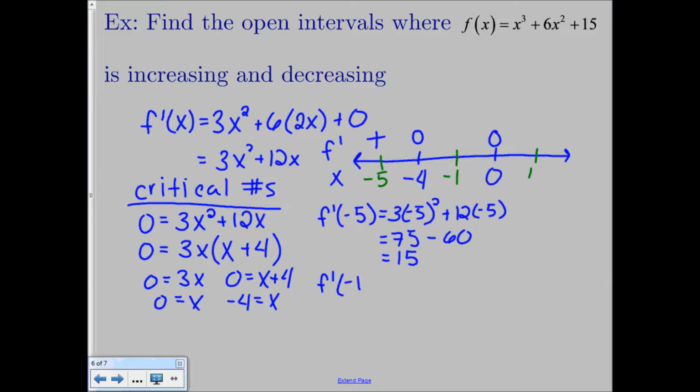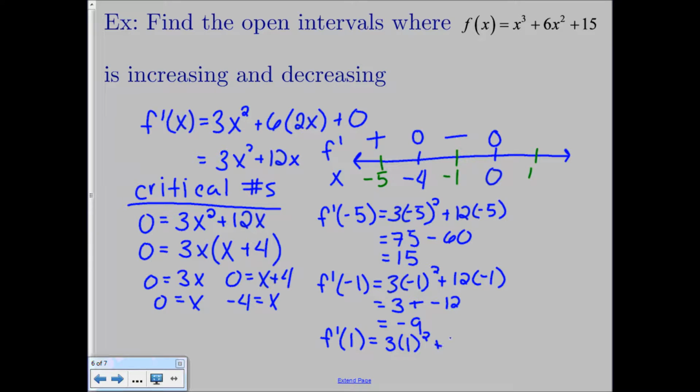Now let's do the same thing for negative 1. So f prime of negative 1 is going to be 3 times negative 1 squared plus 12 times negative 1. So here we're going to get 3 times positive 1, or 3, plus 12 times negative 1, or negative 12, which is going to be equal to negative 9. So it's decreasing in that interval. And then one more value, f prime of positive 1, which is equal to 3 times 1 squared plus 12 times positive 1, which is 3 plus 12, or 15. So we've got positive derivatives over here.